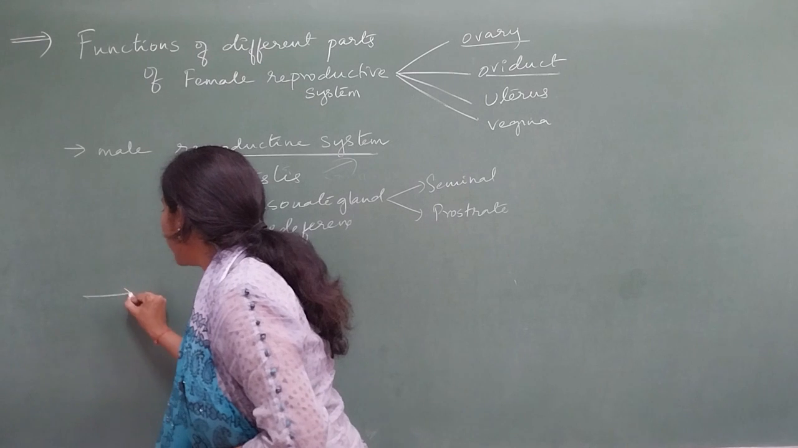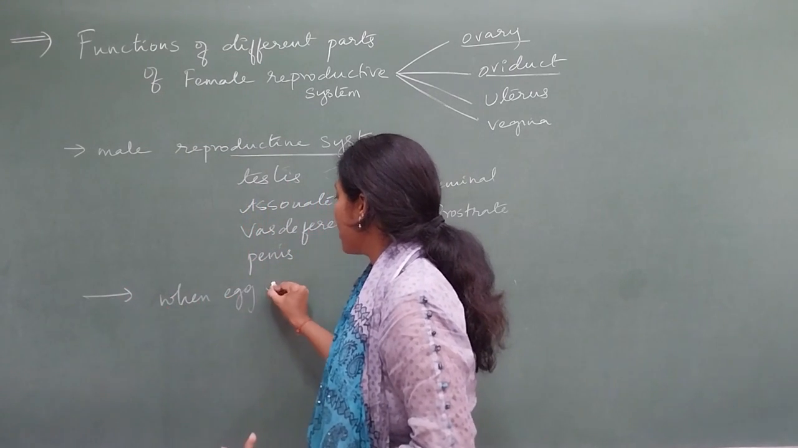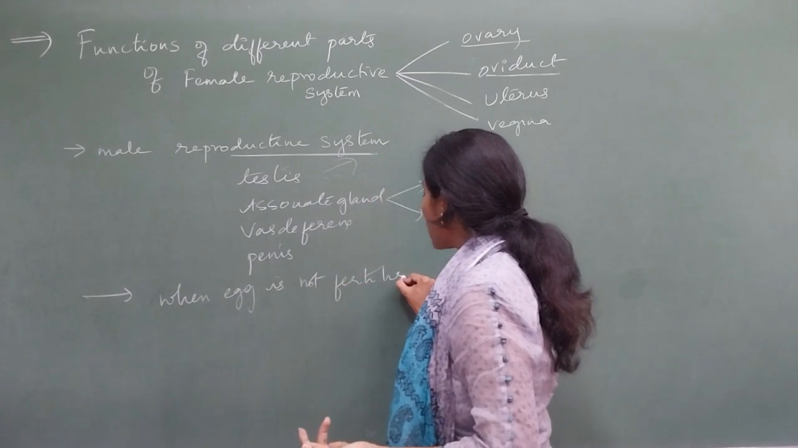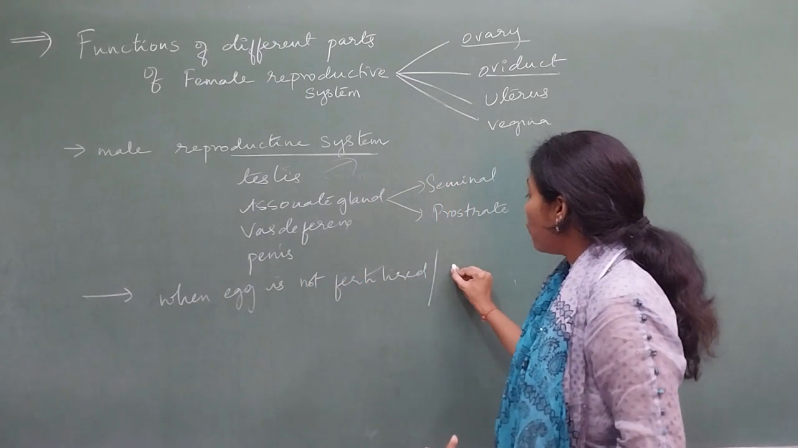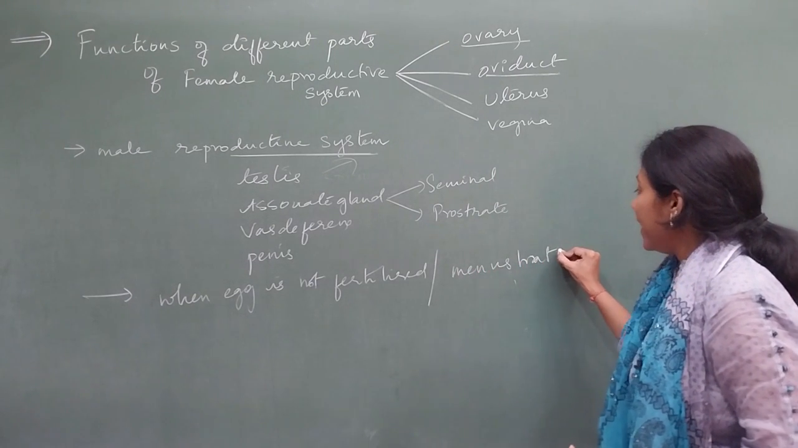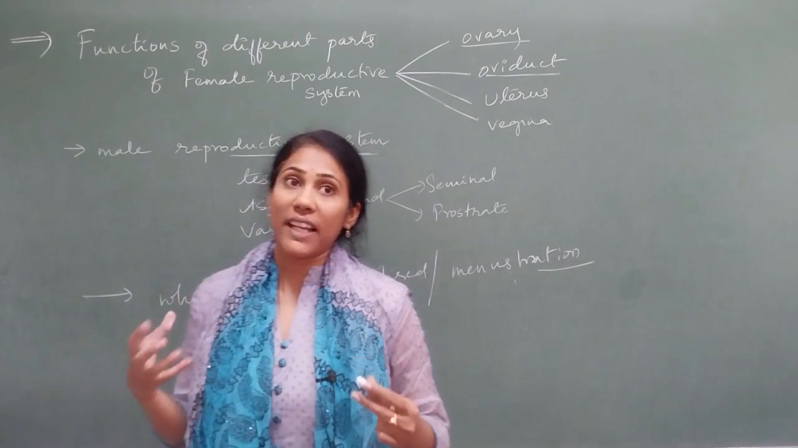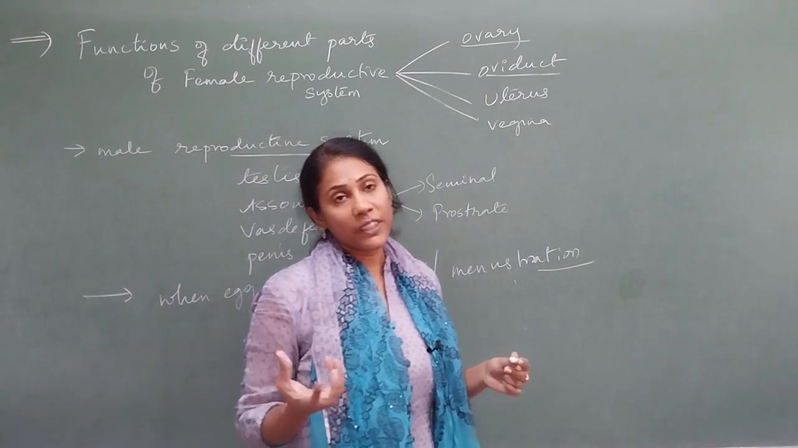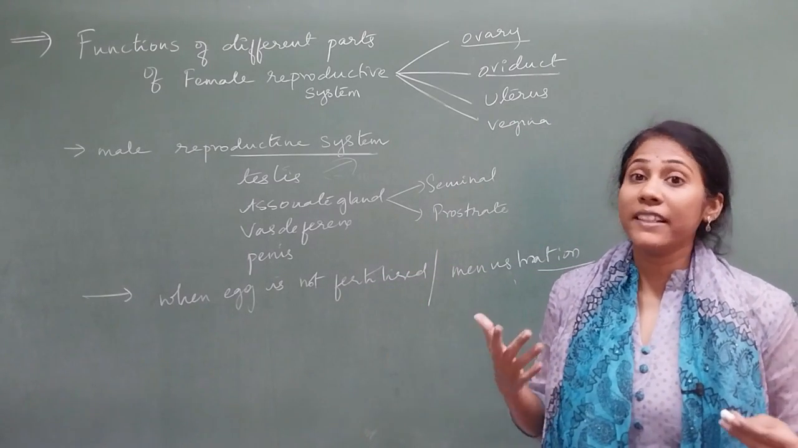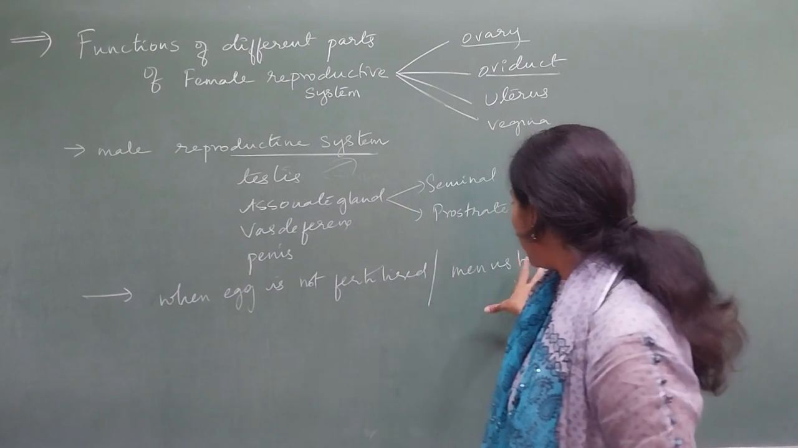The next important question is, what happens when the egg is not fertilized? Or this question can directly be asked like, what is menstruation? When the egg is not fertilized, the thick uterine wall, which is filled with mucus and blood, will break up and come out through the vagina in the form of blood and mucus. So that point you have to mention.